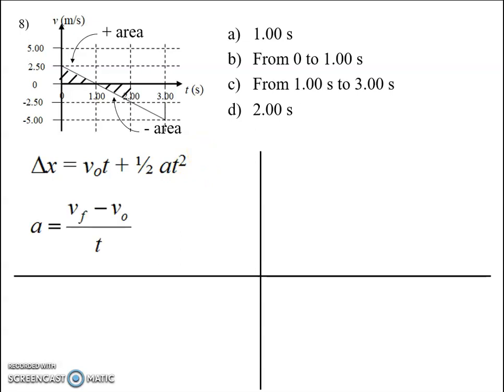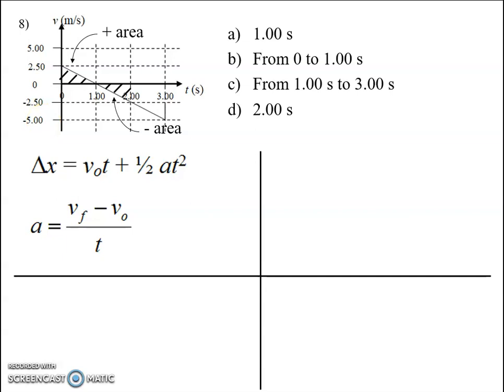One way is to use our tried and true acceleration equation, vf minus v naught over t, and initial velocity, final velocity, again, you can just read right off the graph. The initial velocity, 2.5 meters per second. Final velocity, well, that's at the end of the problem. That's going to be negative 5 meters per second, where the sign on that really matters, right?